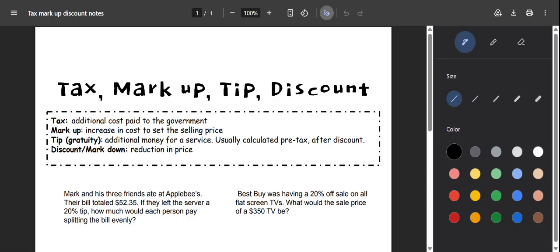Markup is used to increase the cost of an item to set the selling price. That is done by the stores, the store owners, and that will increase the cost for the consumer. Tip or gratuity is additional money for a service. It is usually calculated before the tax, but after a discount. And then discount or markdown is a reduction in price that will lower the price for the consumer.